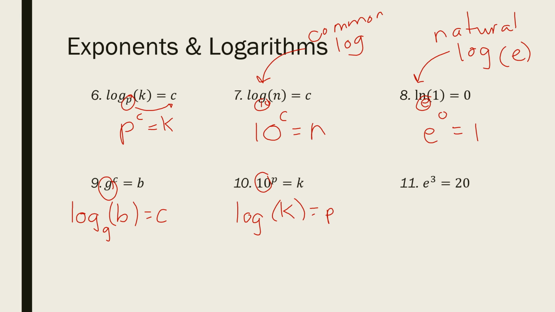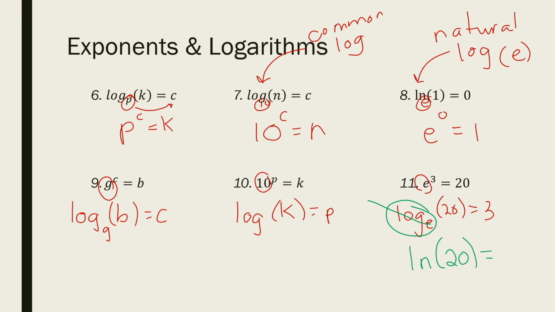Number 11, last, we identify the base first. Here we have a base of e. e to the 3rd power equals 20. If we convert this to a logarithm, this would be log base e of 20 equals 3. Now base e is special. Instead of writing log base e, that's your natural log. So I'm going to mark that out and just put Ln, which is the natural log of 20, equals 3.